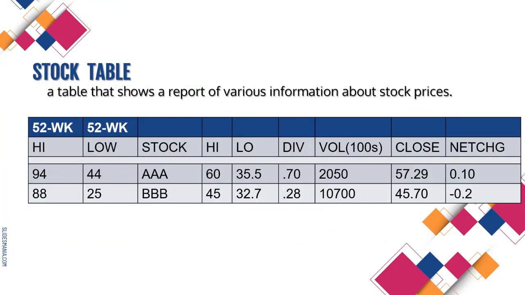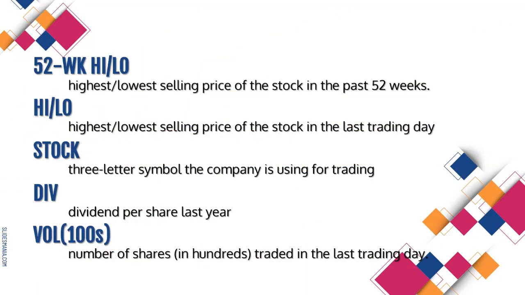Stock table, a table that shows a report of various information about the stock market. An example is shown in the table. Let's have the definitions that are being used in our stock tables. 52-week high/low. Highest or lowest selling price of the stock in the past 52 weeks. High or low. Highest or lowest selling price of the stock in the last trading day.